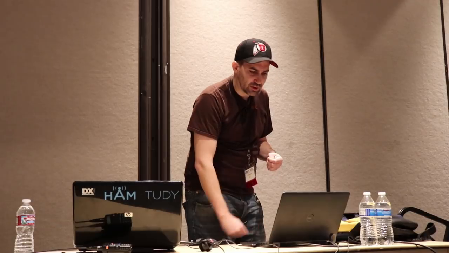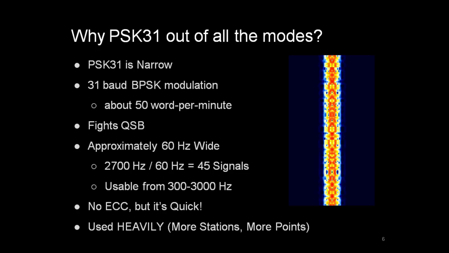It's also really great with RF noise. So PSK31, it's really, really narrow. Phone, you're taking up 3,000 hertz, right? 3 kilohertz worth of space. Well, each signal is only 60 hertz wide. And the first 300 hertz are kind of really unusable, right? If you put a ceiling at 3,000 hertz, you've got 2,700 hertz worth of working space, so you can squeeze 45 signals in that tiny little area, theoretically.